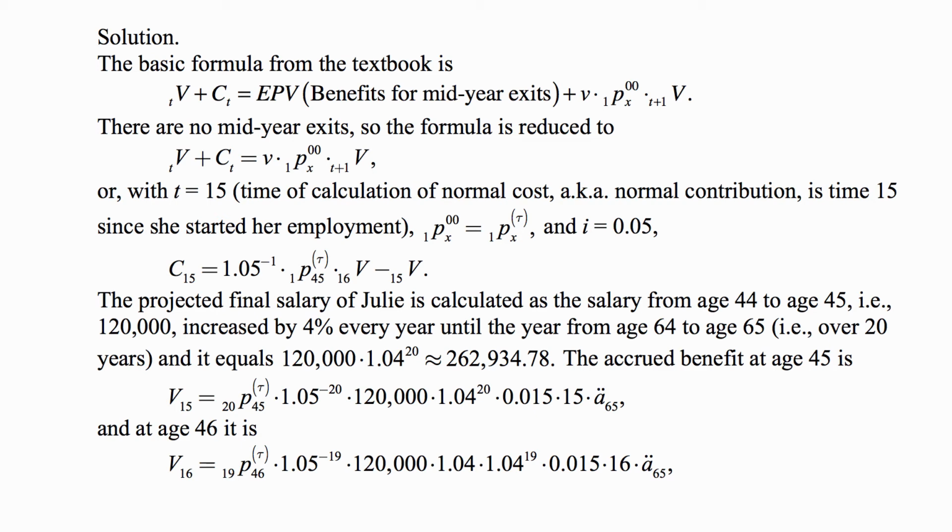And at age 46, it's the same, but calculated for that age. So it's 19p 46 tau times 1.05 to the negative 19 times 120,000 times 1.04, so that's the increase in that year that we went from 15 to 16. And then the salary increases until retirement, which is 1.04 to the 19th, times 0.015 times 16, because now she will have 16 years of service, times A.65.